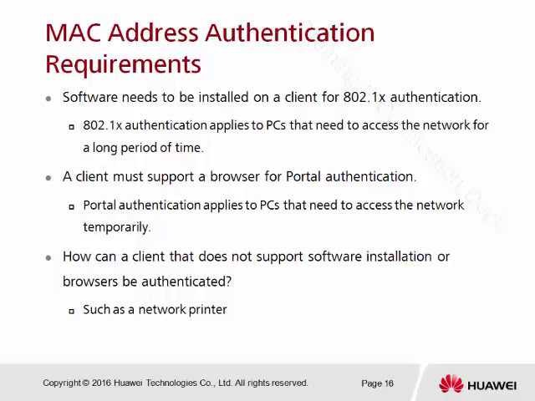Okay, and what happens to the client when they cannot support the software installation, or maybe the browser to authenticate? This means they are not able to use a web browser to do the authentication, or maybe they are not able to use software installed on the client. So what can we do? What is this kind of device? Most likely this refers to equipment like a network printer. This is one example over here, because this kind of network printer cannot install any software or open a browser for the portal authentication.